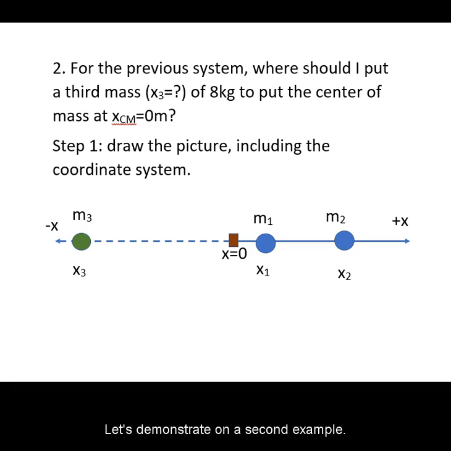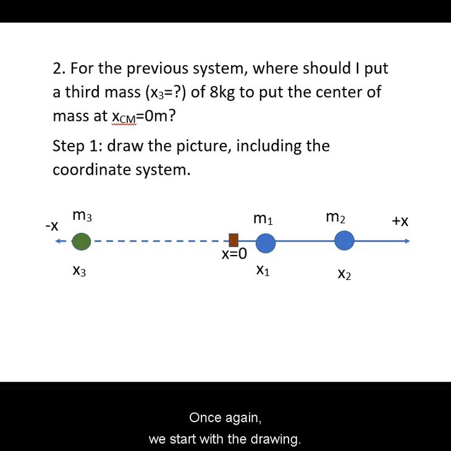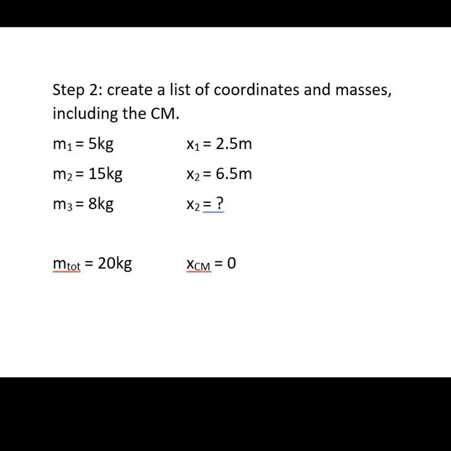Let's demonstrate on a second example. This time, the known includes the center of mass. The unknown is the position of a third mass to balance the first two. Once again, you start with the drawing. Again, create a list of the variables of masses and position vectors, including the center of mass.